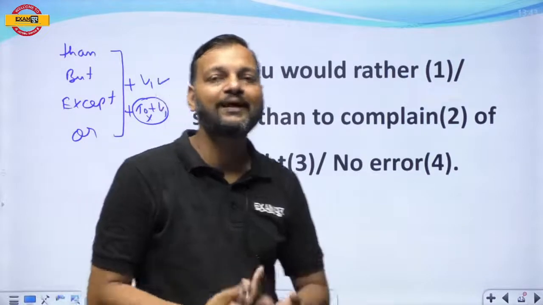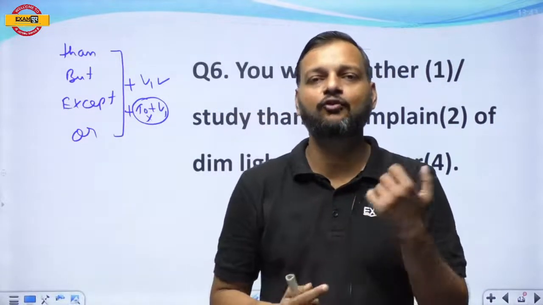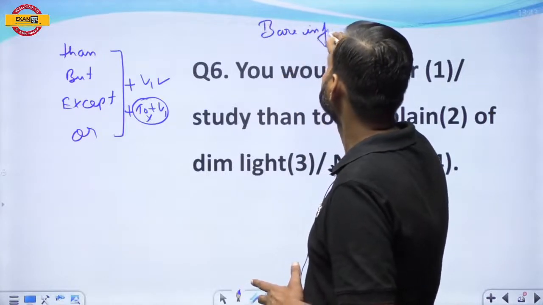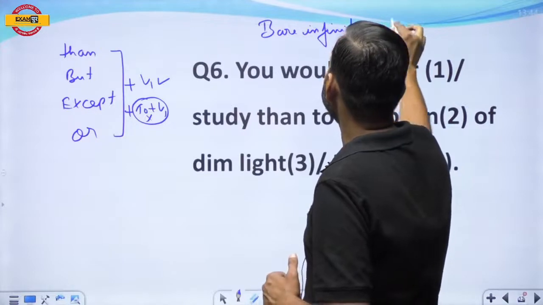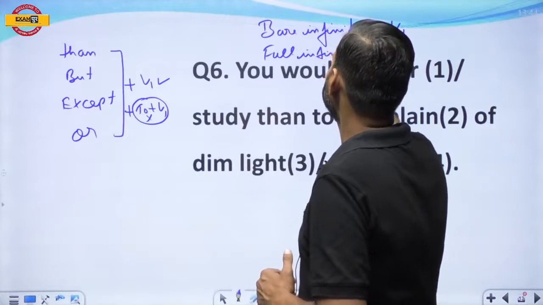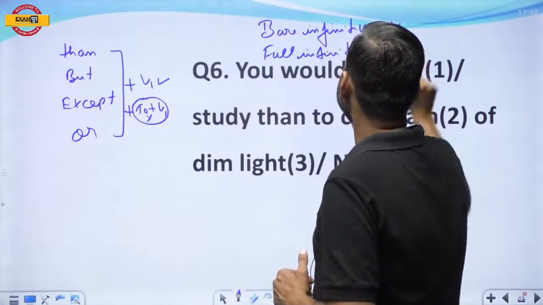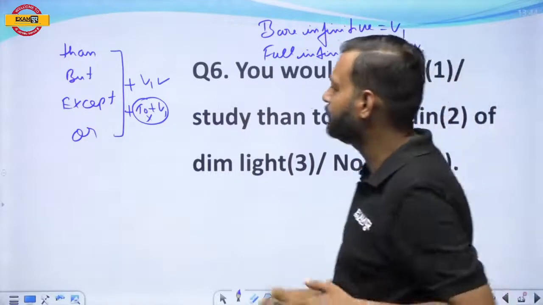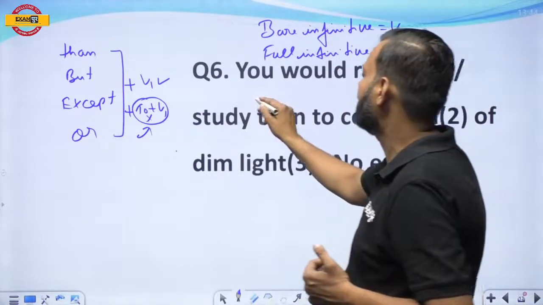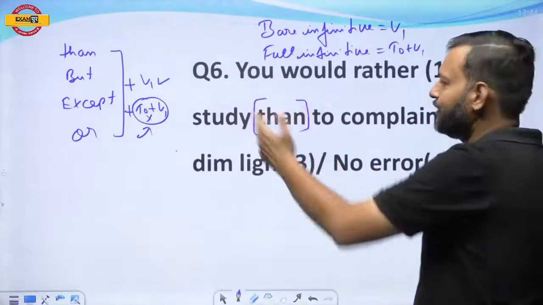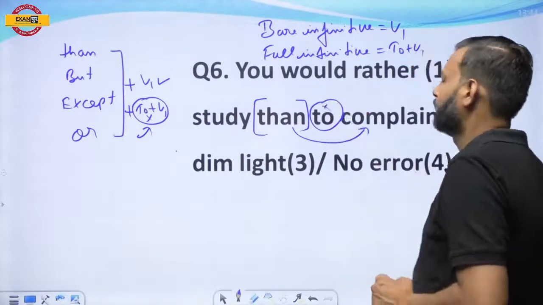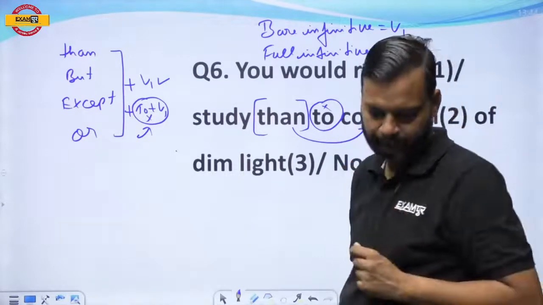First form of verb is called bare infinitive, and to plus first form is called full infinitive. Bare infinitive means V1 and full infinitive means to plus V1. So after these words, a bare infinitive has to be used. In this sentence we have the word than, and as we can see, than is followed by to plus the first form. So we have to remove to. Clear?